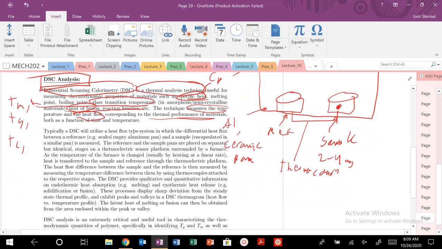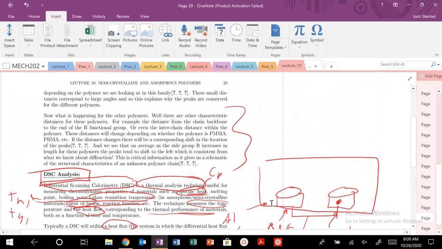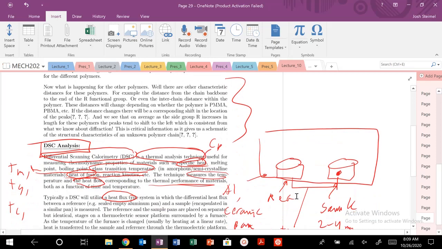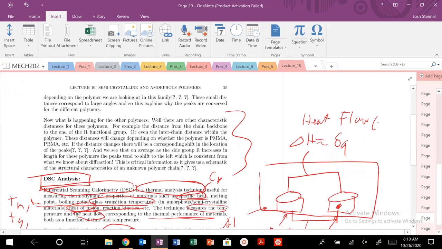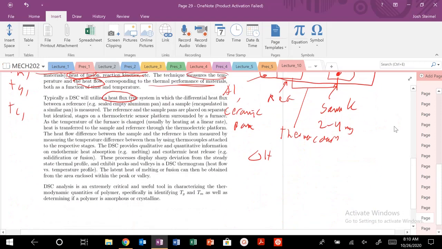So this is a heat flux system. We're going to create a plot which is delta H. We're going to measure the heat flow between these two different samples, so the differential heat flow. So delta H, or we know that this is kind of equivalent to dQ, the imperfect differential of Q, our heat flow. Again, this is just heat flow, and this is going to be in units of milliwatts. So that's what we're going to create: a plot of heat flow versus temperature.